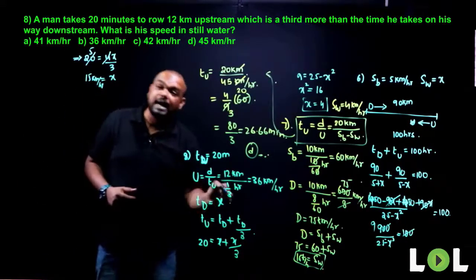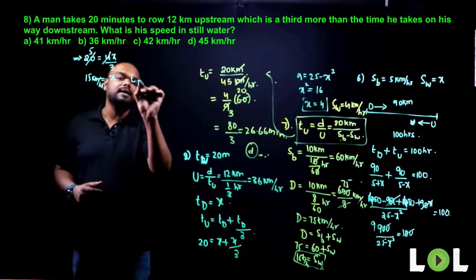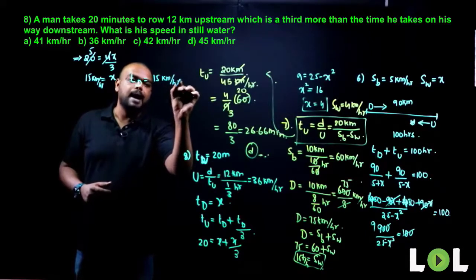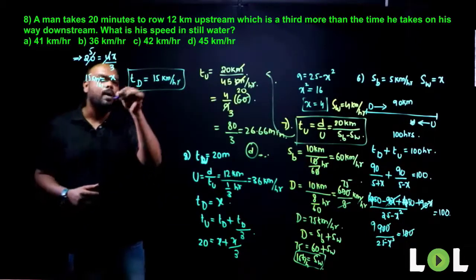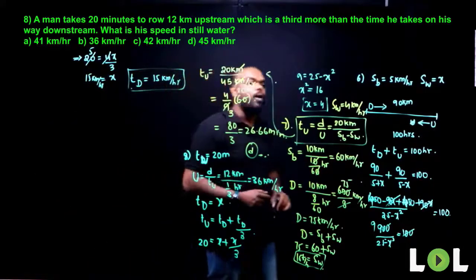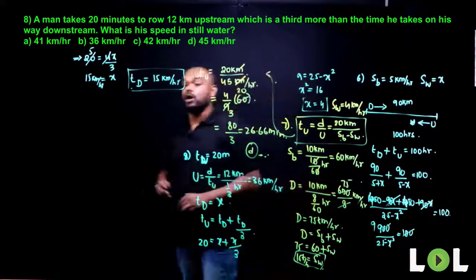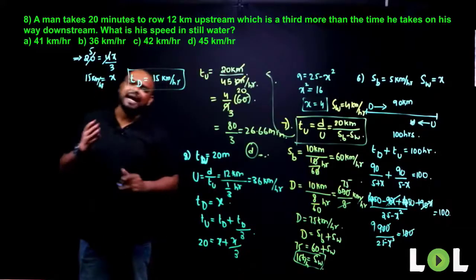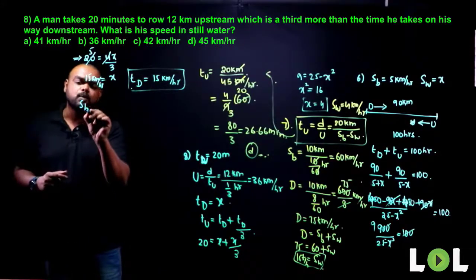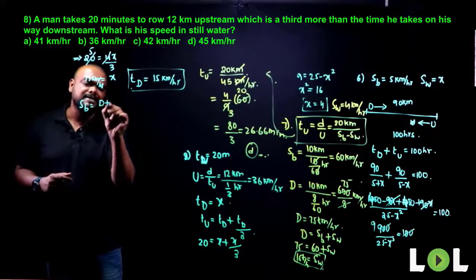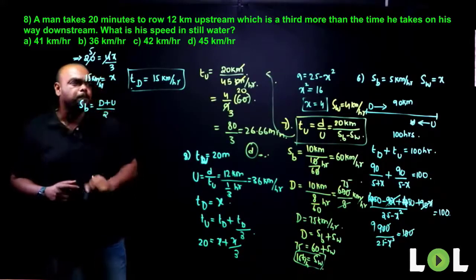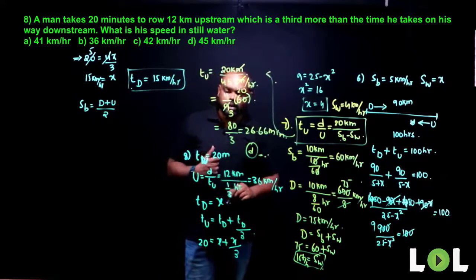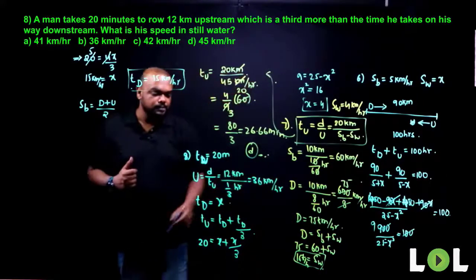What is X? Time taken during downstream. So now we know that time taken during downstream is 15. Okay, remember this. But what is he asking in the question? What is the speed in Stillwater? We know that SB value, speed of boat in Stillwater, is (D plus U) by 2. But the problem here is we have neither D nor U. Do we have? Yeah, we have actually.